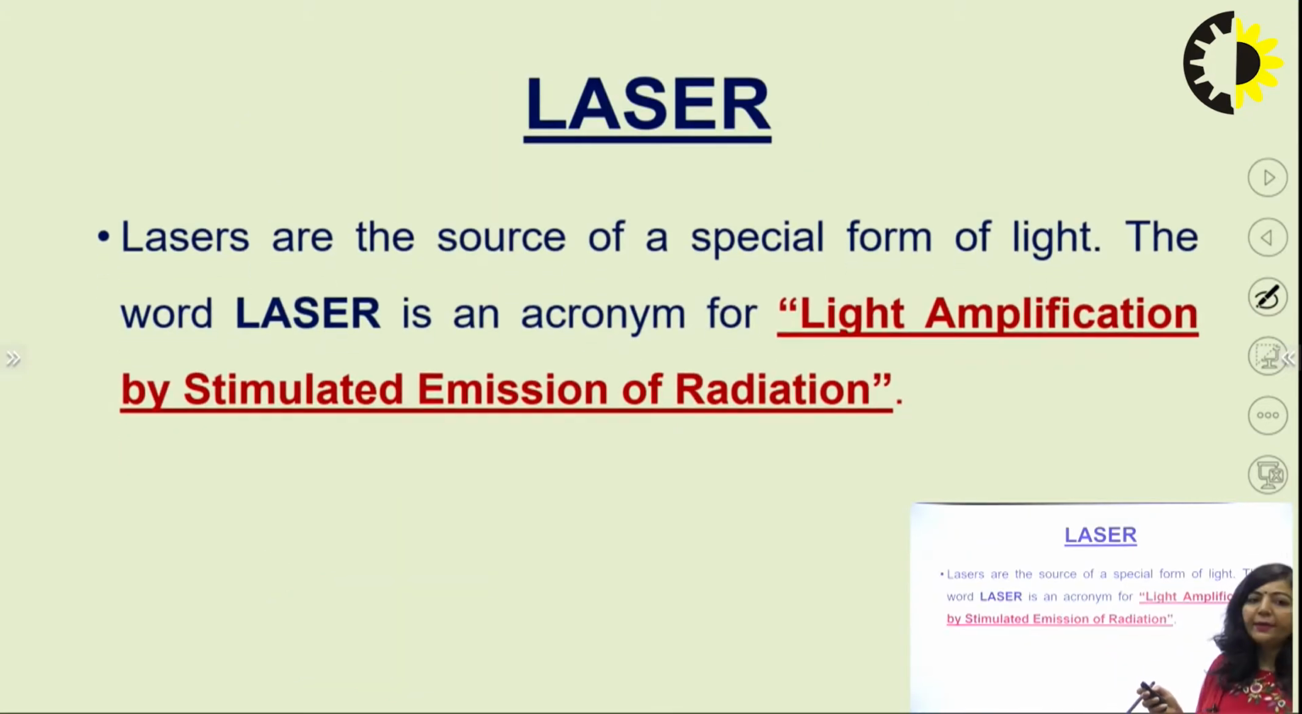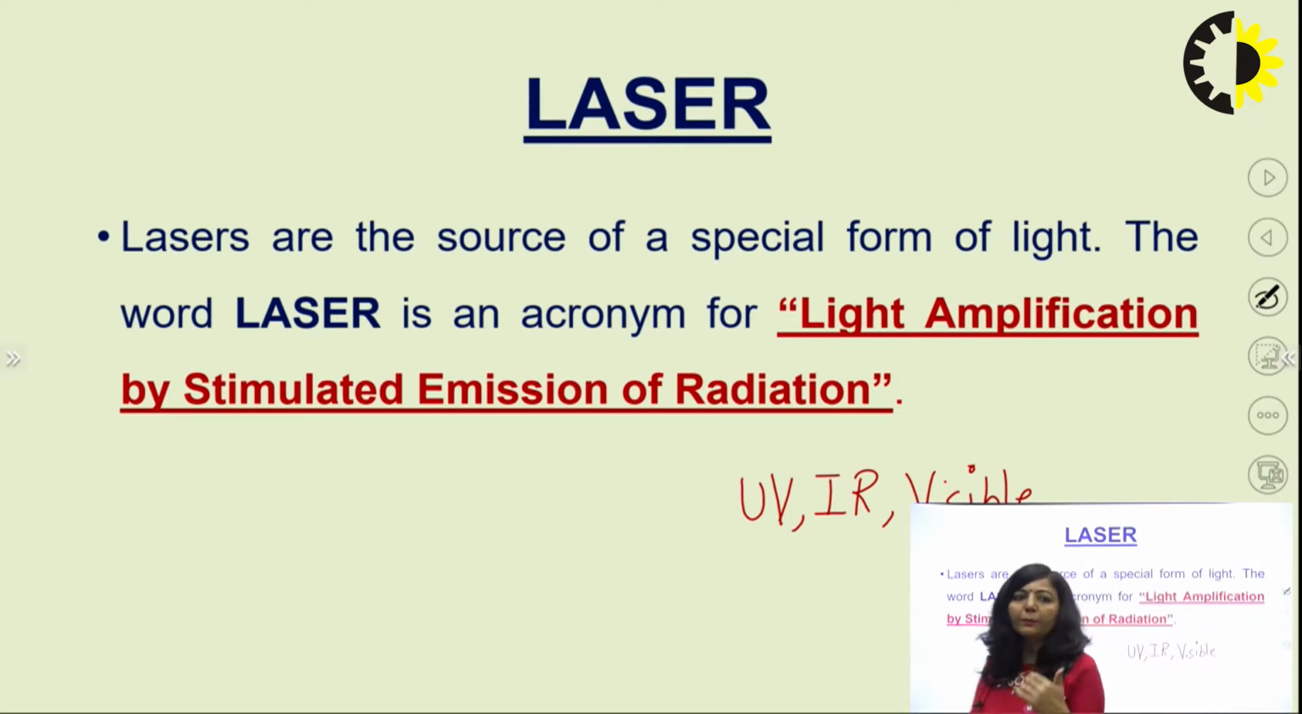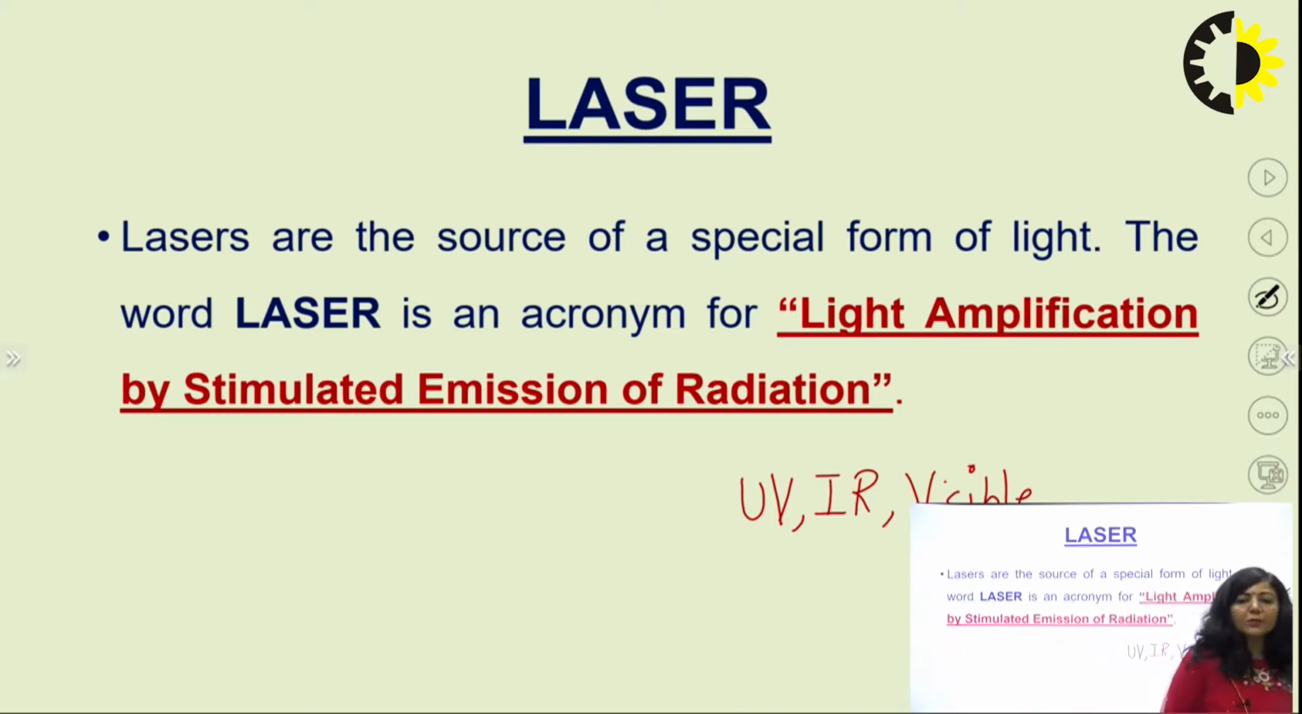In case of laser, we are getting an amplified laser beam, and the light is mainly obtained in 3 main regions of the electromagnetic spectrum: the ultraviolet region, the IR region, and the visible region. So mostly the lasers which we have in the market operate in these 3 regions of the electromagnetic spectrum. Either the laser will operate in the UV range, IR range, or in the visible range.